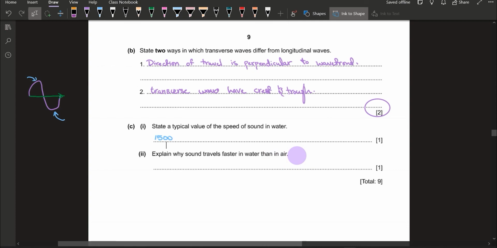So the reason is that sound travels faster in a denser medium. So we can write down here. And we are done with question number 6.